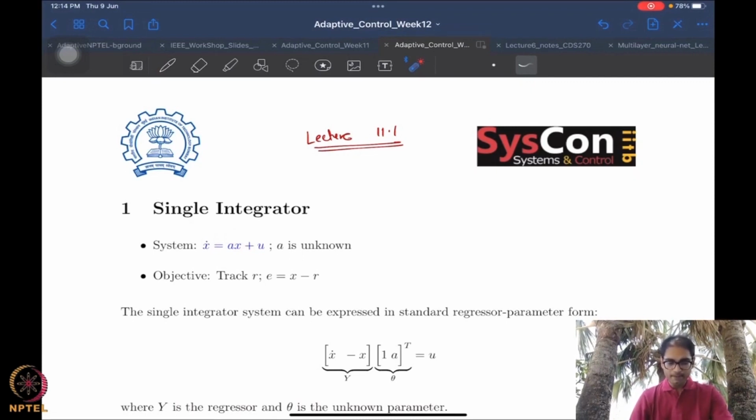It's okay as long as you have this kind of linear parameterization, A. So A is unknown. There is a control. More often than not, A would be positive, because otherwise this is stable and there's nothing much to do. And the typical objective is to track a reference signal r. And so, as always, we construct an error signal x minus r.